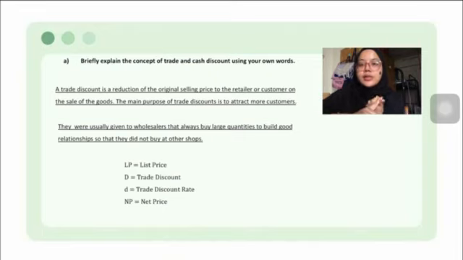There are 4 terms that we need to know in trade discount. First, LP stands for list price, capital D stands for trade discount, d stands for trade discount rate, and NP stands for net price.